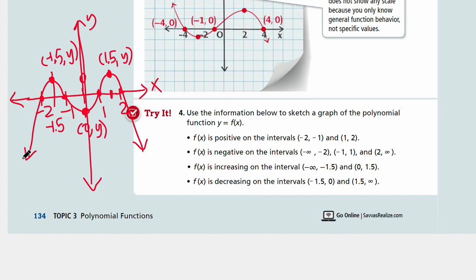Okay, so that was example 4 and try number 4, using a verbal description to sketch the graph of a polynomial function. We're going to look at our last example, example 5, using applications in real-world problems, in the next video.